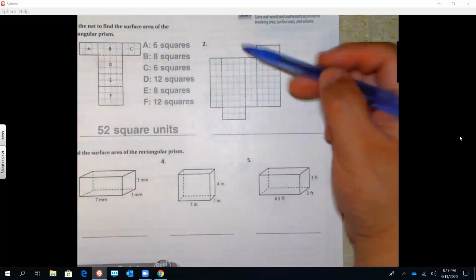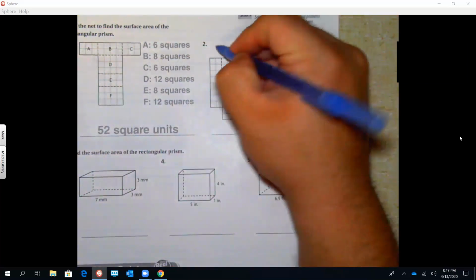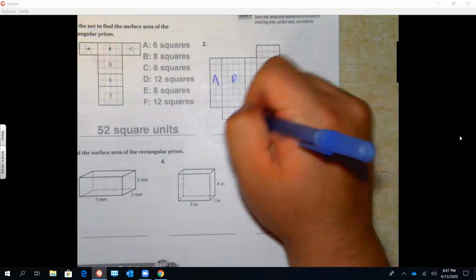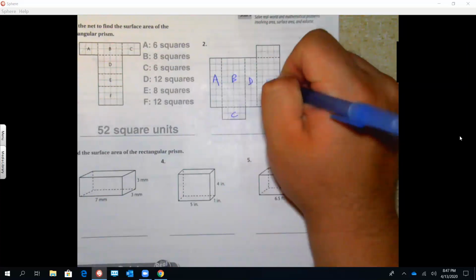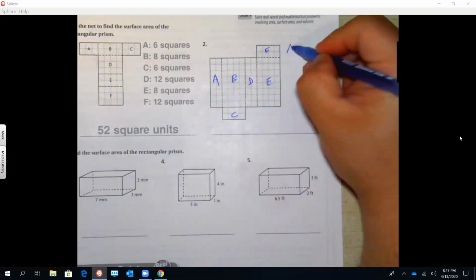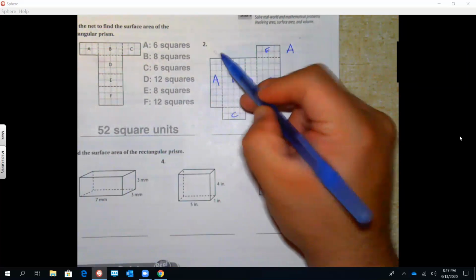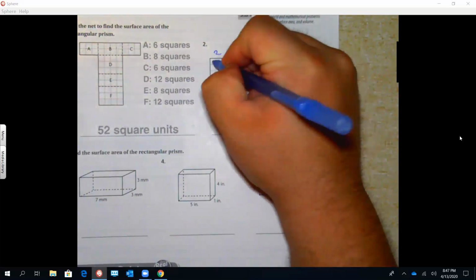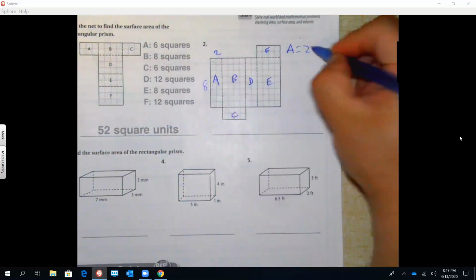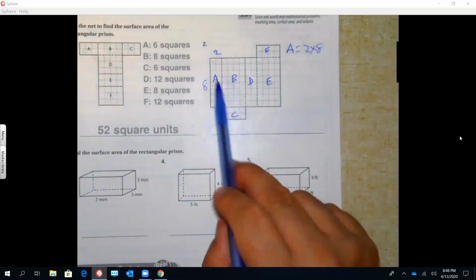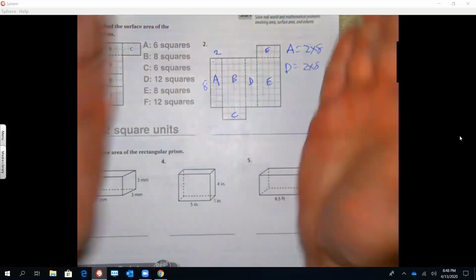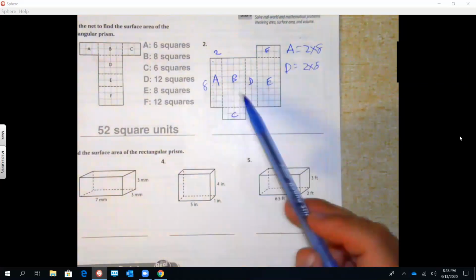So in this case, let's call this one A, B, C, D, E, F. So A, let's count 1, 2. 1, 2, 3, 4, 5, 6, 7, 8. So A is 2 by 8. And we know that A and D are the same, because if you fold them up, you will get the two sides.